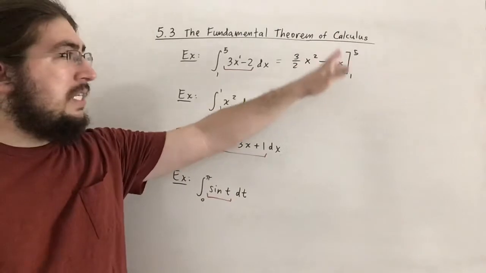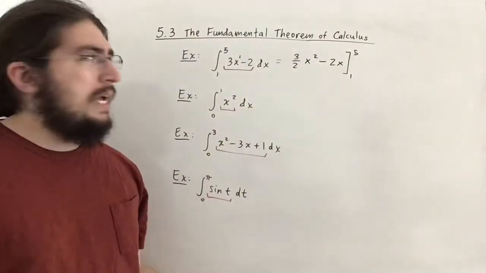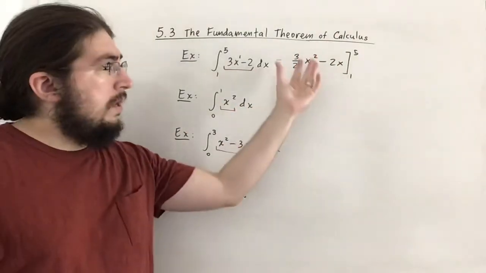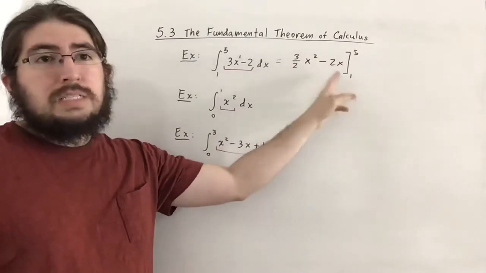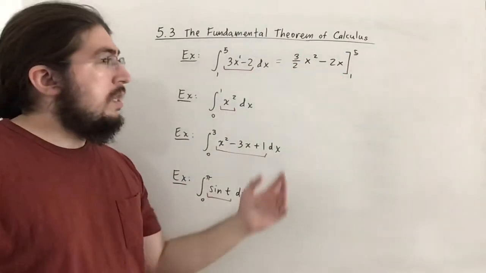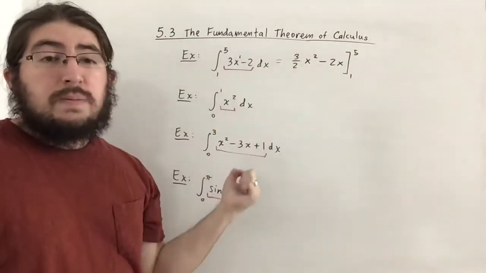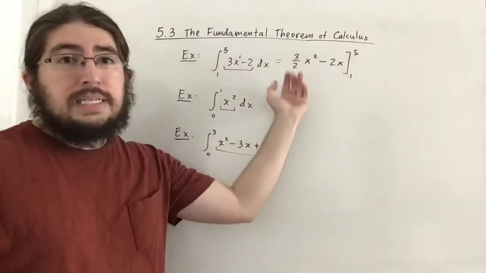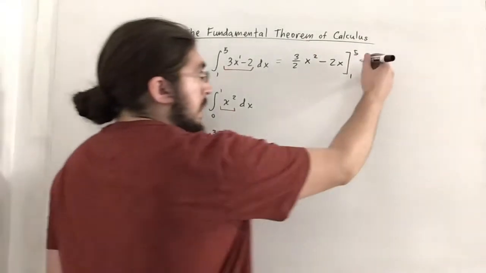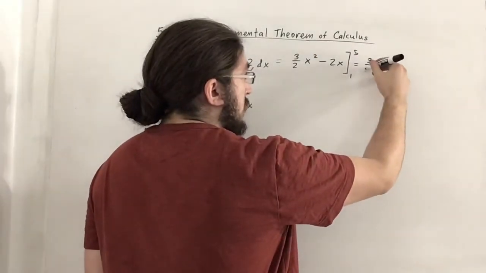Now, this notation I didn't actually mention before, and I kind of should have. But basically, this just means we're going to plug in the top one to this, minus plugging in the bottom one into this. Really, this is our capital F of x, this is our b, this is our a. So by the fundamental theorem, we need capital F of b minus capital F of a. So we need to plug in 5. So I'll do that here.